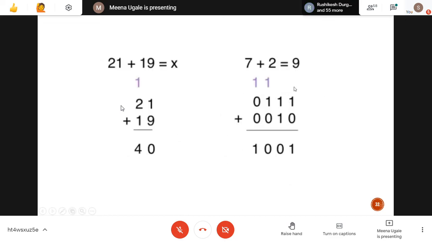Fine. The same way we are doing here. 1 plus 0, 1. 1 plus 1, 0, carry is 1. 1 plus 1, 0, carry is 1. And then this is 1. Always for addition, we are starting from right hand side to the left hand side. Go from least significant bit to most significant bit.